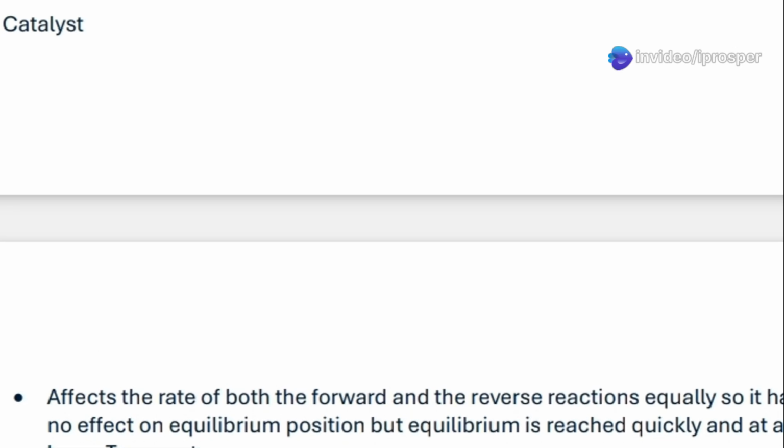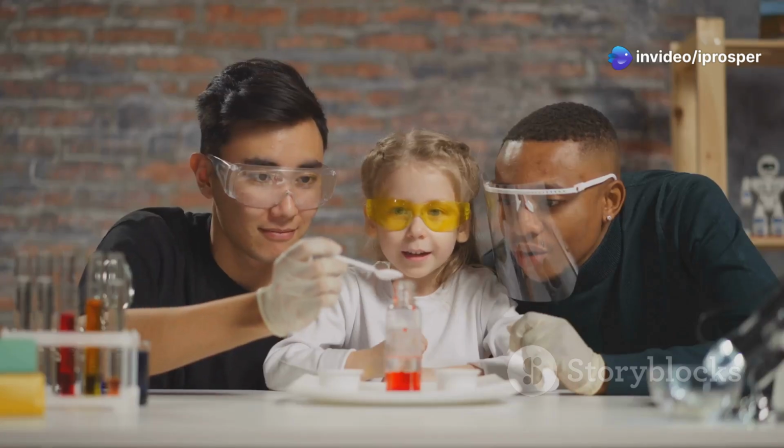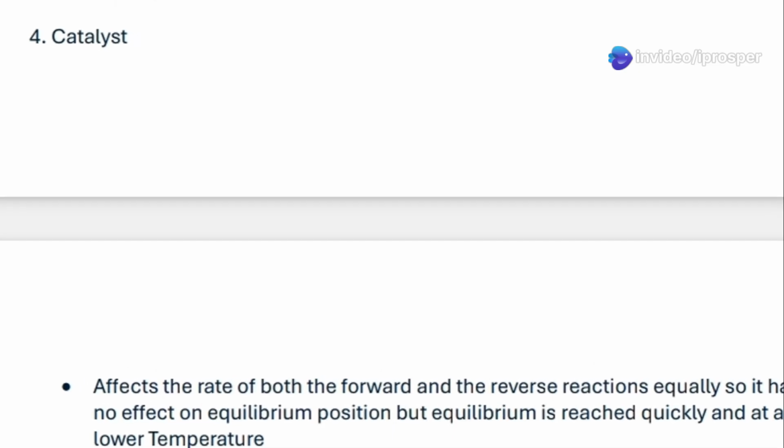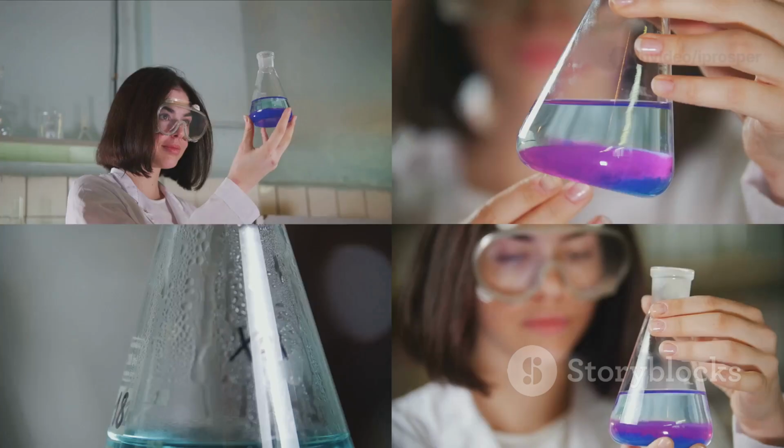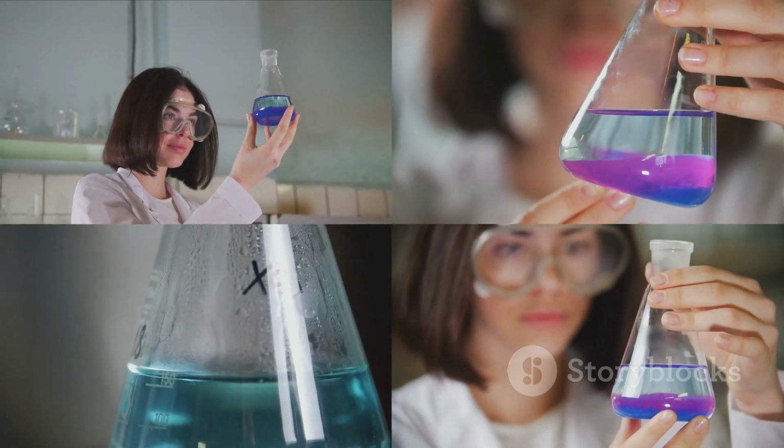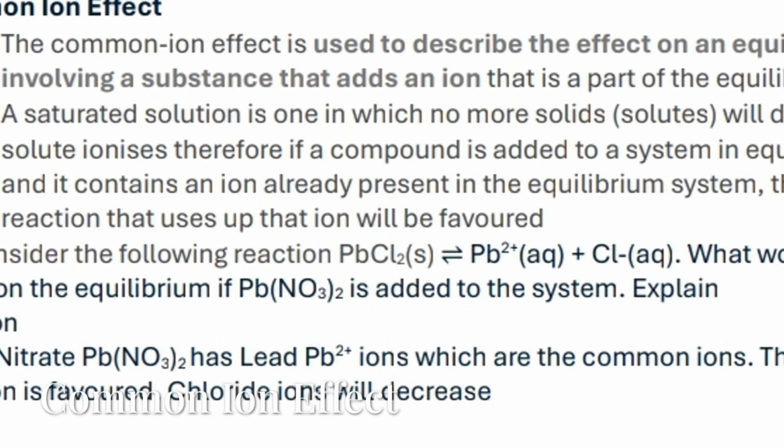A catalyst affects the rate of both the forward and the reverse reactions equally, so it has no effect on the equilibrium position. However, equilibrium is reached more quickly and at a lower temperature.